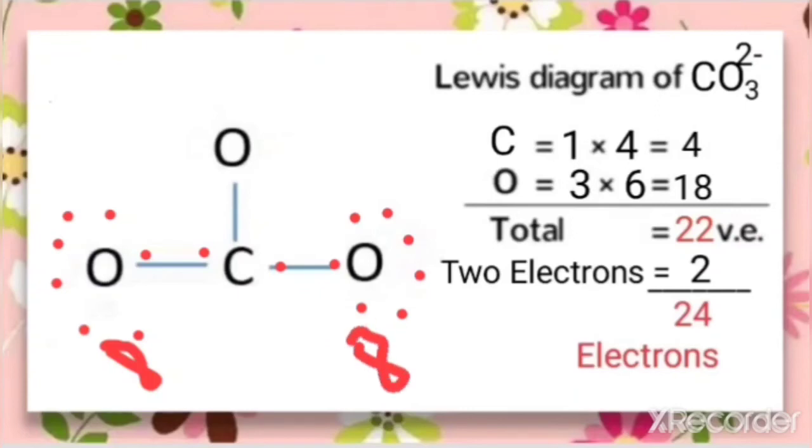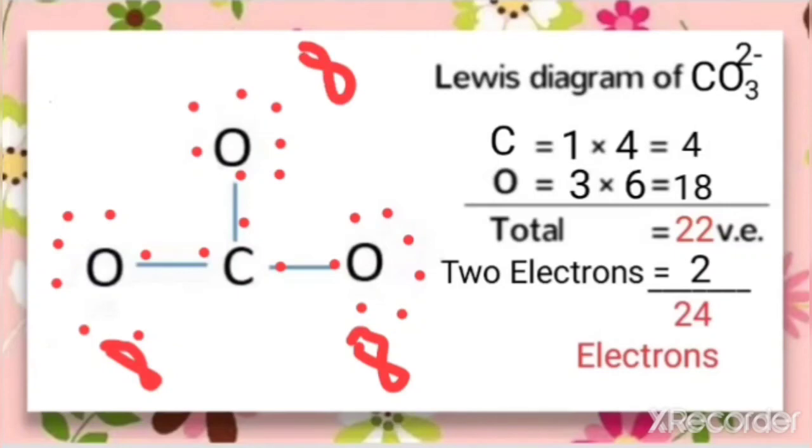16 electrons. So 8 here, this is also satisfied. 17, 18, 19, 20, 21, 22, 23, 24. So when you count here, 24 electrons are over. So when you count, this oxygen is also satisfied.